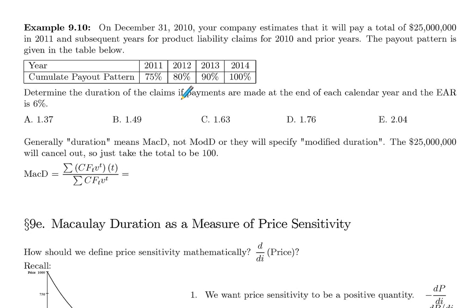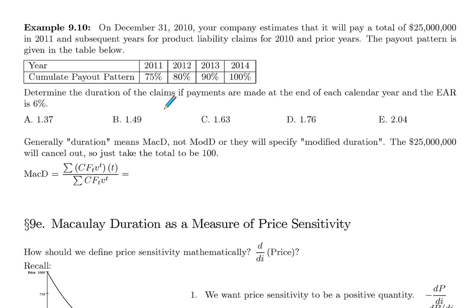Usually a lot of the claims will happen in the beginning, and then if the claims are too high, then they'll do things like pull the drug from the market, or put black box warnings on it, things like that. And then this is the cumulative payout pattern. 75% of the payouts are going to happen in 2011. 80% total will have happened by 2012, 90% by 2013, and all 100% in 2014. So this is a 75%, an additional 5%, an additional 10, and then an additional 10.